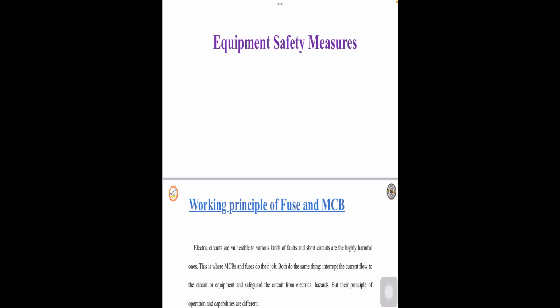Today's topic: equipment safety measures. In order to make sure each electrical equipment is safe, we must use two important components, that is the fuse and the miniature circuit breaker, also known as MCB. What is a fuse?